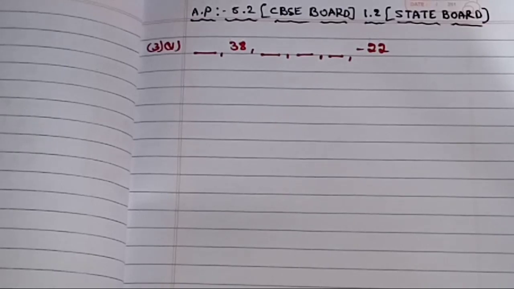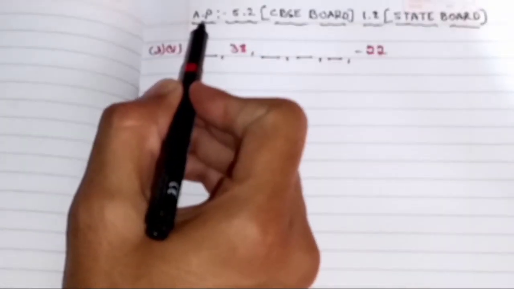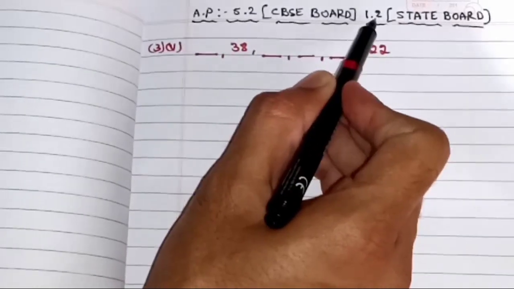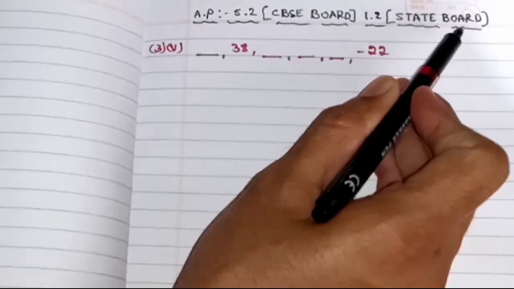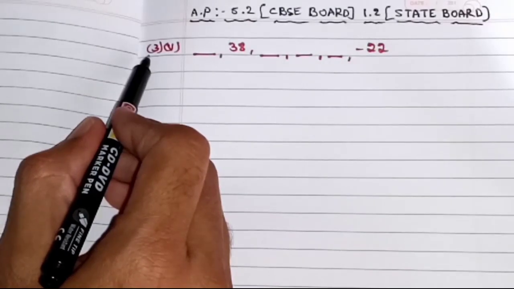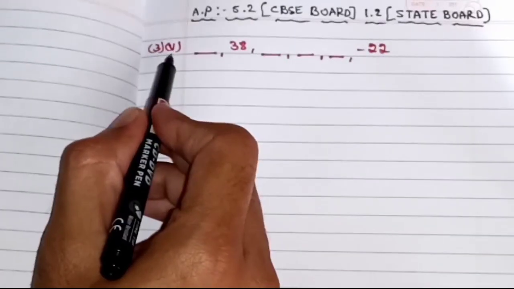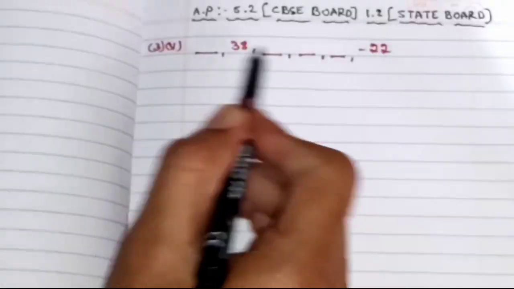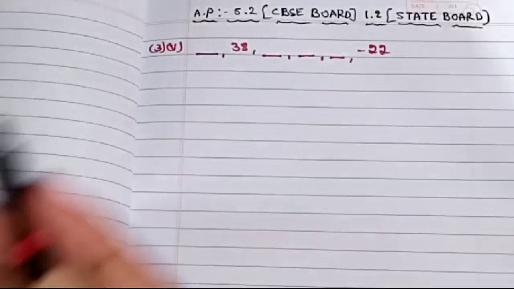So in this video, we will solve the arithmetic progression 5.2 exercise of CBSE board, 1.2 exercise of Karnataka State board. So we'll solve the next question, the third main fifth question. The question is, as usual, you need to fill the missing terms. Now how to solve this?